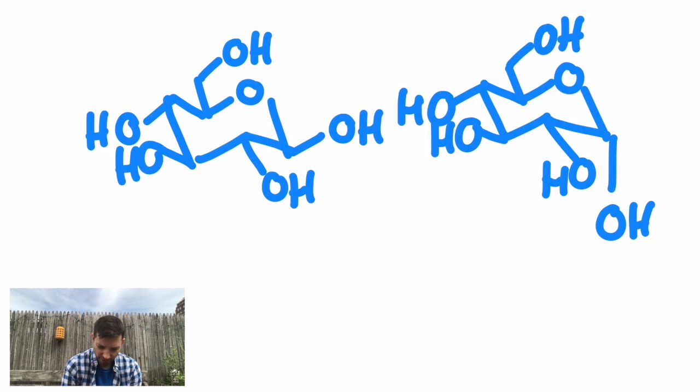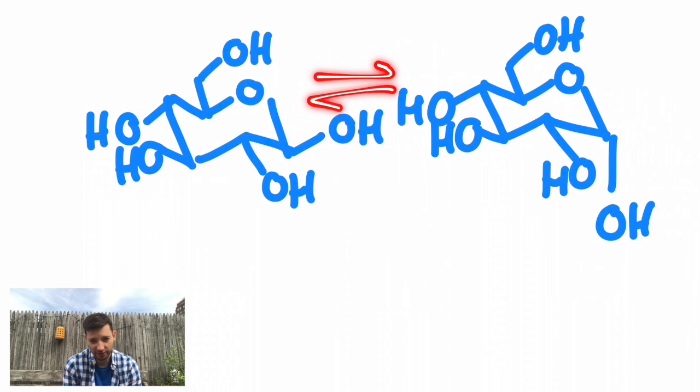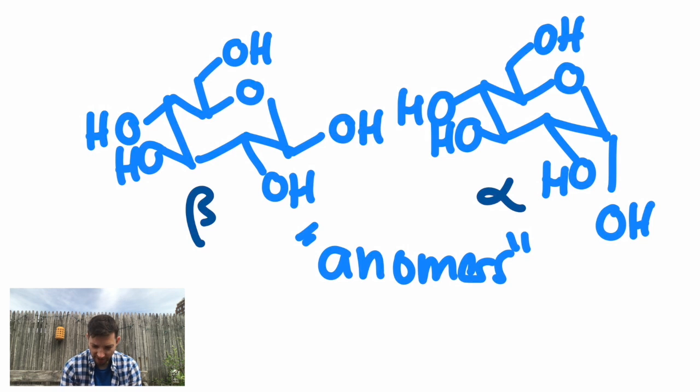The one that is different is that position right there. The OH could be up equatorial on the left or down equatorial on the right, and they are interconvertible. These are called two different anomers of glucose. The one on the left we call the beta anomer, and the one on the right is called the alpha.